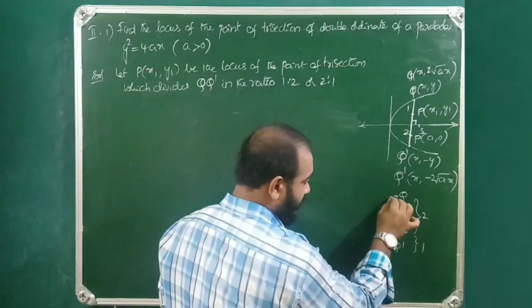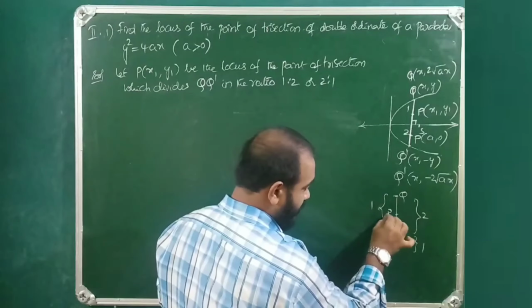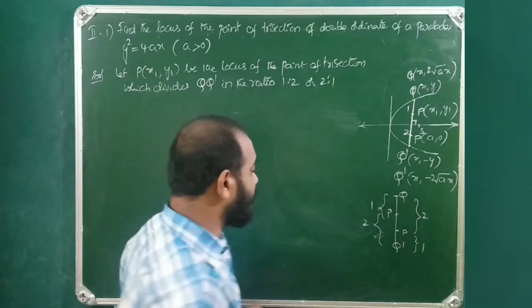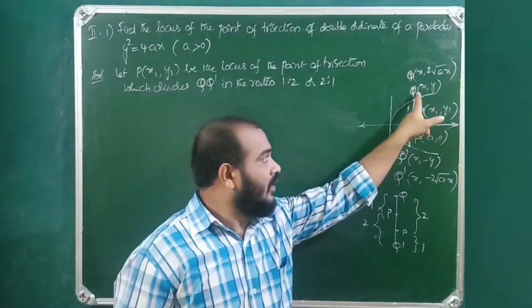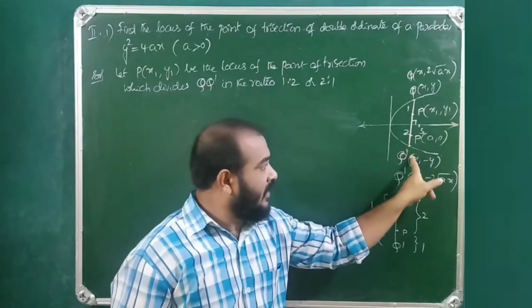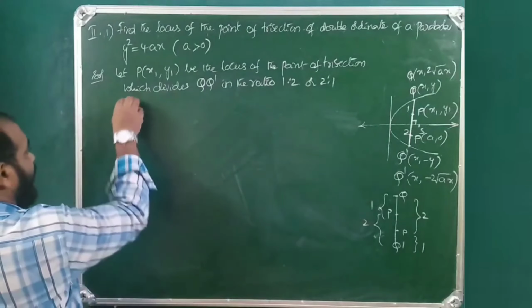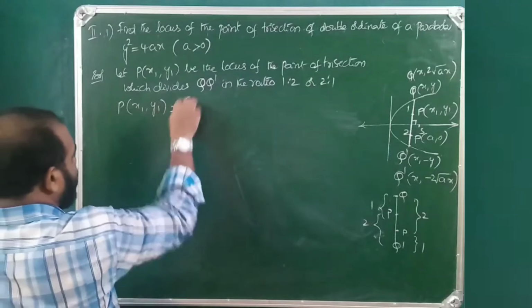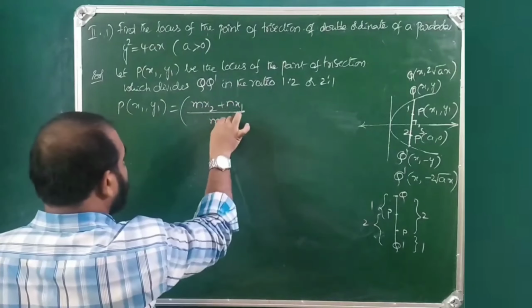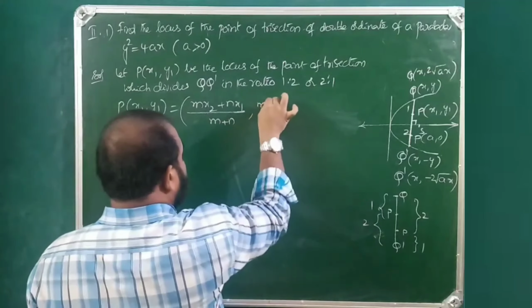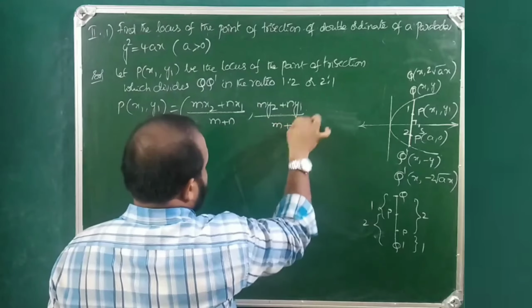So P divides QQ' in the ratio 1:2. Since P is a point lying internally on the line joining Q and Q', P(x1, y1) equals (mx2 + nx1)/(m + n), (my2 + ny1)/(m + n).